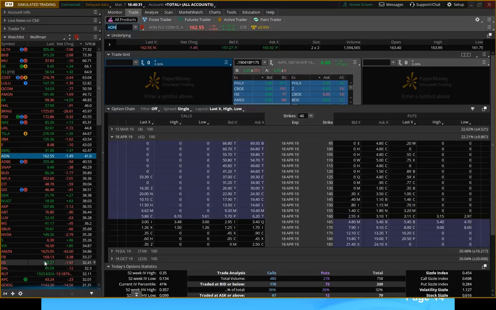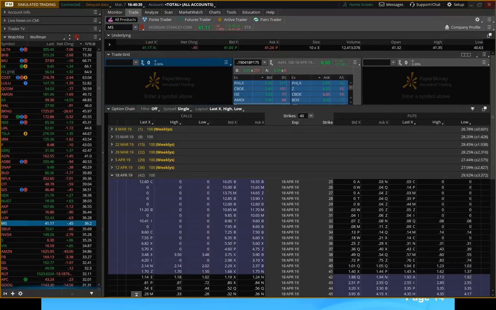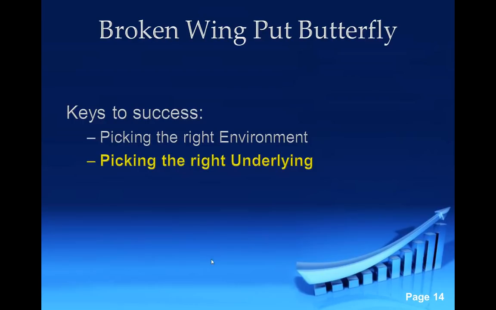If it's under $100, for instance, like Morgan Stanley, we need to have the option montage be at least 10 cents or better. Okay, so from 40 to 50, and that fits this rule. So for a stock under $100, we need the option montage to reflect less than 10 cents bid-ask on the spot month for that to fit my rule. Okay. So picking the right underlying is making sure we have a tight bid-ask.